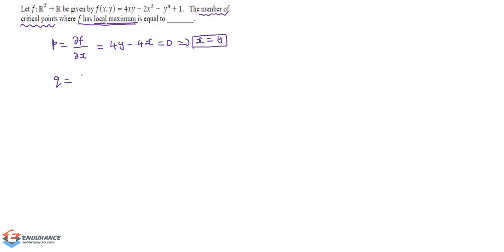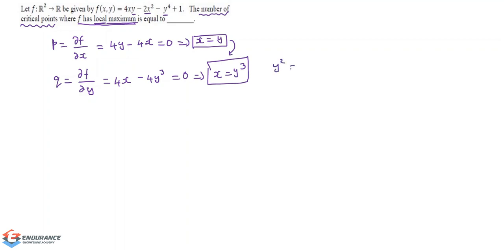So what about q? Differentiate the function partially with respect to y. If I do that, partially differentiating, y will become 1, so this will become 4x, minus, this will become 0. I don't have to worry. Y power 4 will become 4 into y cube, and 1 will become 0 anyways. Equated to 0 now. So 4 will get cancelled, so x will be equal to y cube. Now you can substitute here x is equal to y, and if I do that, y will get cancelled, so I will get y square is equal to 1. Am I right? Y square is equal to 1. If I take square root on both sides, this will become plus or minus 1.